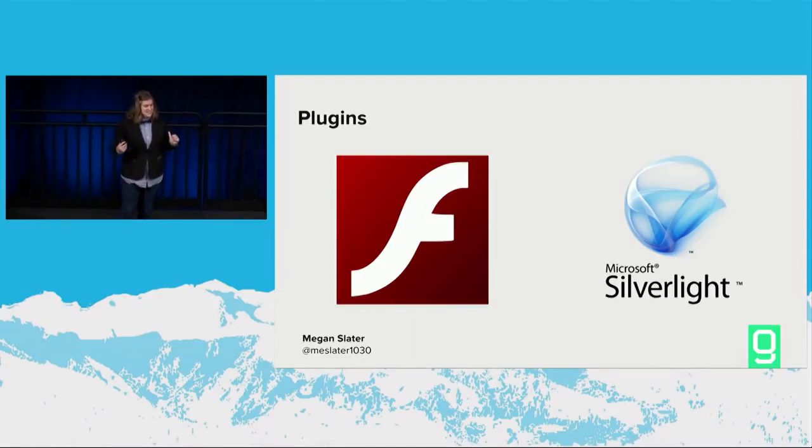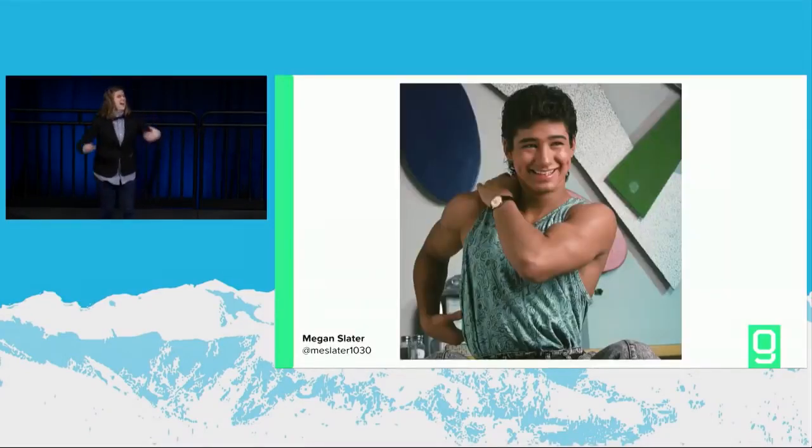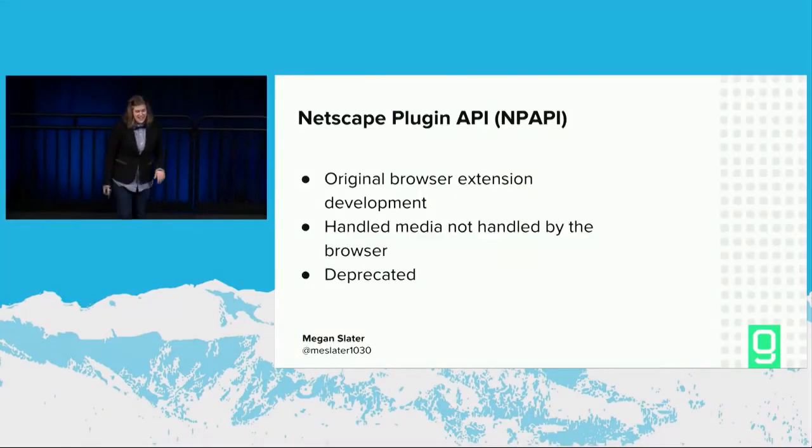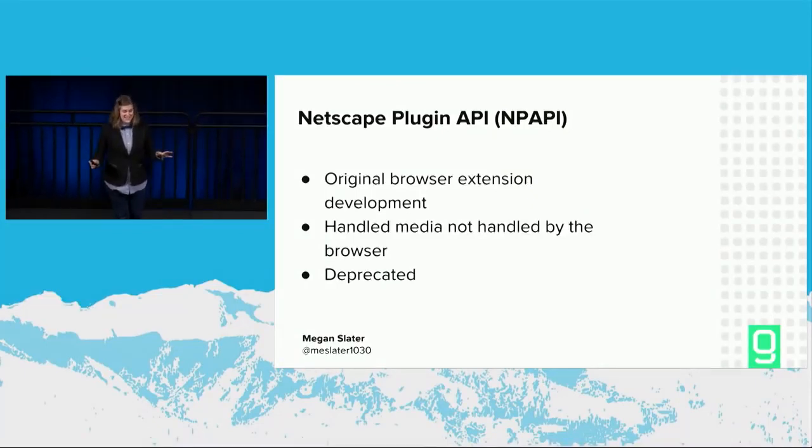Let's go back to 1995. We are all wearing Jankos, and the Slater standing in front of you isn't me, but this guy. Yes, very good. Because you're living on the cutting edge, your browser of choice is obviously Netscape. And Netscape has just released the Netscape Plugin API, or NP-API. NP-API is the first way to develop plugins or browser extensions and to handle media from within the browser.